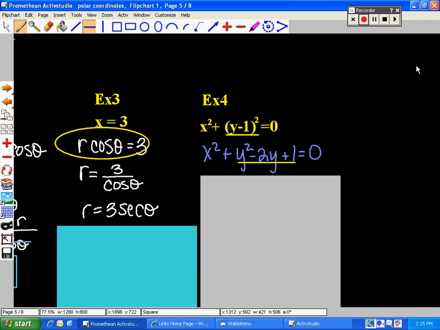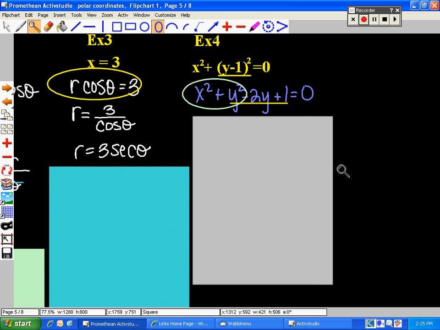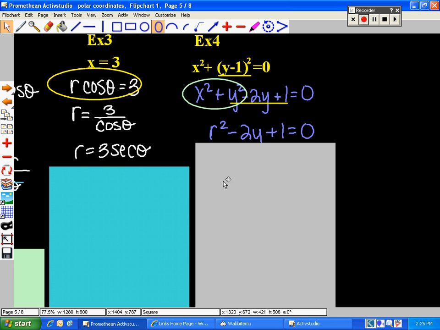The next thing I noticed is I have an x squared plus a y squared. I like that because that's one of my translator equations. That's r squared right there. So I'm going to take that and I'm going to write it as r squared. I then bring down the minus 2y plus 1, bring down the 0. Now if you left your answer just like that, I'd have to take off points because you have r and y. This is like a combination of polar and rectangular.